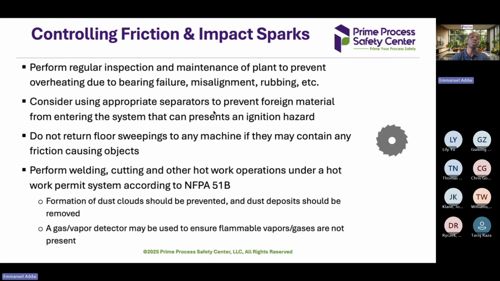Another aspect is, how do we control maybe frictional heat or impact? Number one is perform regular inspection and maintenance to prevent overheating due to bearing failure and also misalignment or maybe rubbing. That's very, very important. PM is very, very important. And also, in case you receive a material you are going to convert through the other process, you need to ensure that you have a magnet or maybe material separator to remove any junk or material from the system that can create impact and serve as a source of ignition.